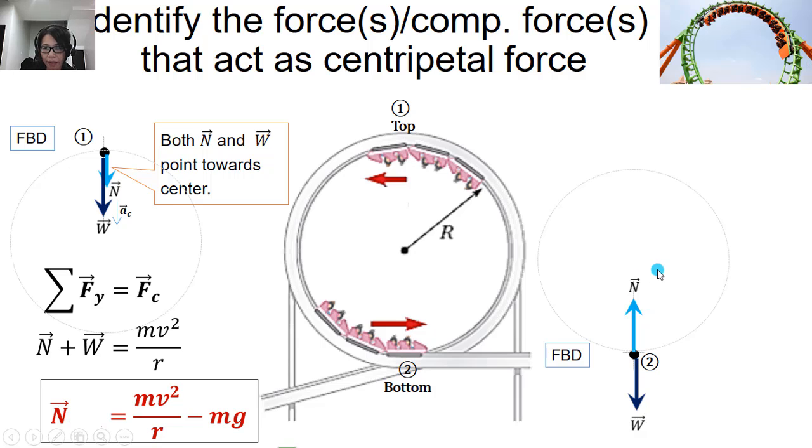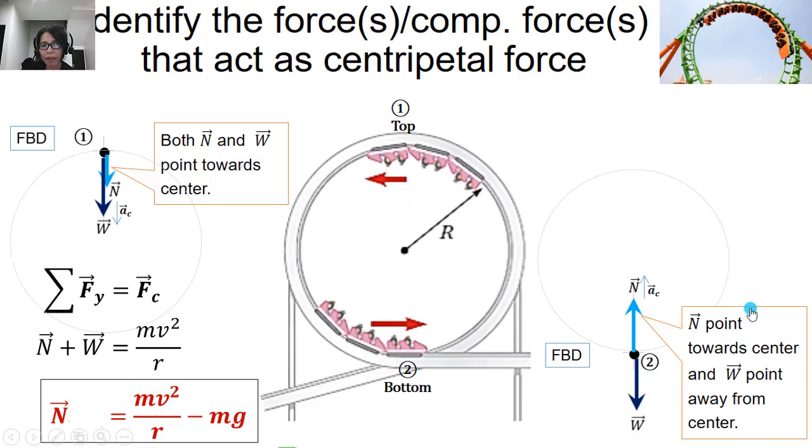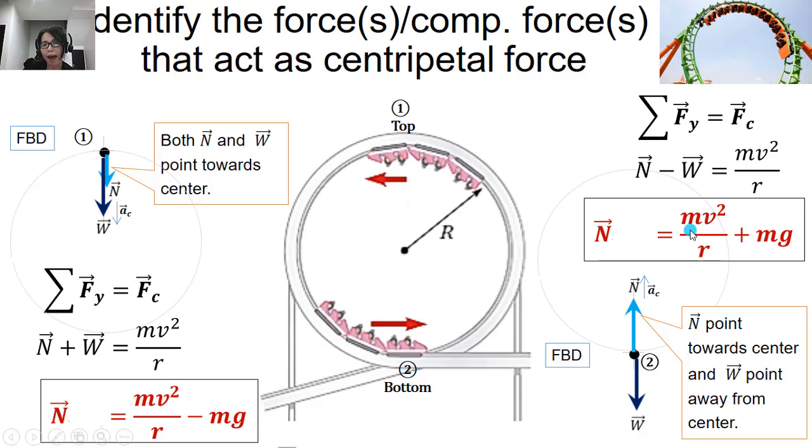So we find out that normal force points in the direction towards the center of the circle. So we treat normal as positive. Weight points out from the center of the circle, so weight is negative, so we write the summation of forces. Summation of forces along the y-axis will be the net force, centripetal force. So we have N minus weight is mv squared over r. So we shift the weight to the right side. So we have normal force is mv squared over r plus mg.